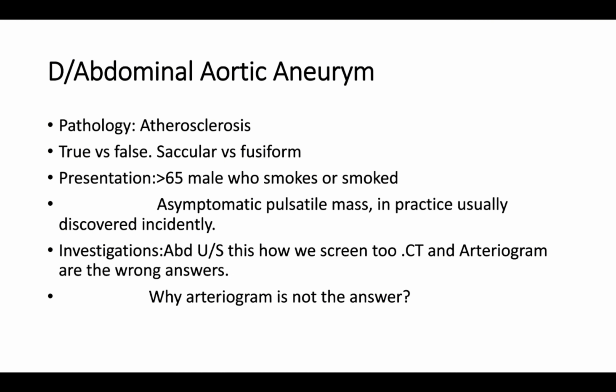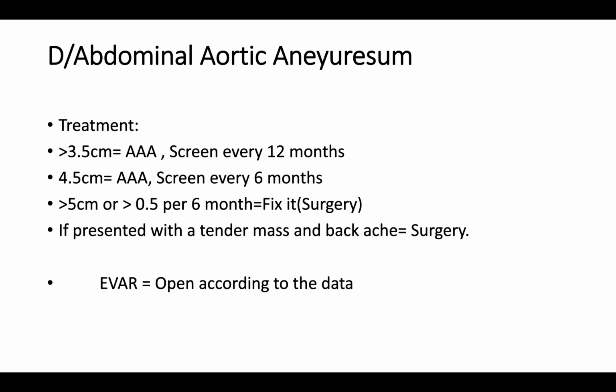And to define an aneurysm, it is 1.5x the normal diameter of an artery. If you have an artery that's normally 1 centimeter, in order for it to be aneurysmal, it has to be 1.5 centimeters. So 1.5x the normal diameter will make the diagnosis of aneurysm. In order to treat, you need to know the size, the diameter of the aneurysm. If it's more than 3.5 centimeters, that's a diagnosis of AAA, abdominal aortic aneurysm.